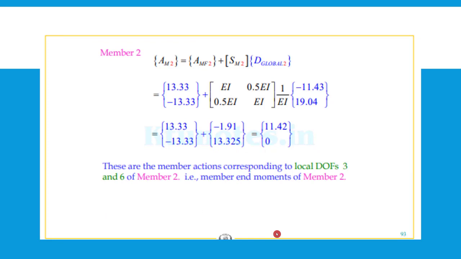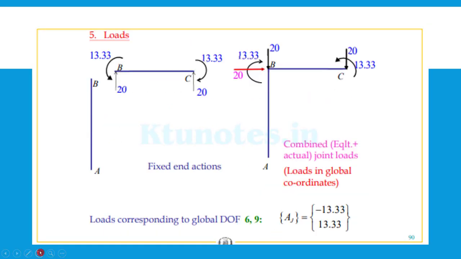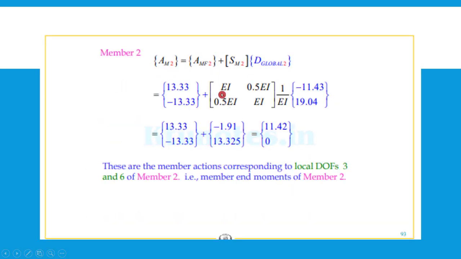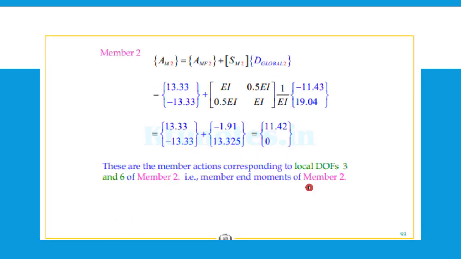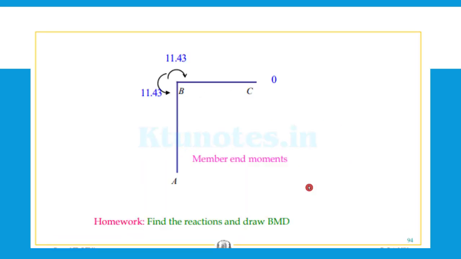For the AM2, definitely there are two fixed end moments, which will be 13.33 and 13.33, which is written here, and then it is clubbed with the equation to get 11.42. So these are the member end actions corresponding to local degrees of freedom 3 and 6 of member 2. That is member end moment of member 2. So the values are written here for member 1 and member 2.